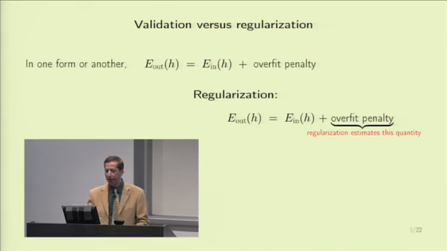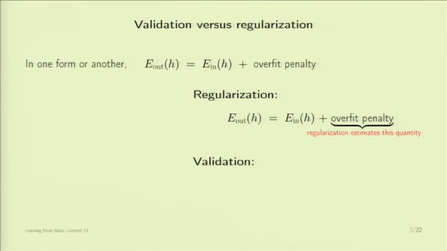Okay. Now, to contrast this, let's look at validation when it's dealing with the same equation. What does validation do? Well, validation cuts to the chase. It just estimates the out-of-sample error. Why bother with analysis and overfit and this and that? You want to minimize out-of-sample error? Let's estimate the out-of-sample error and minimize it, okay? Obviously, it's too good to be true, but it's not totally untrue that validation does achieve something in that direction.